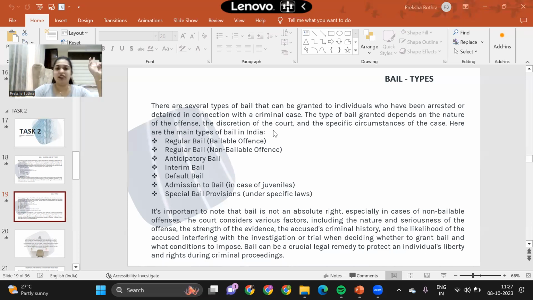Now, admission to bail, this is usually in case of juveniles. If you don't know, we have a separate act for juveniles.